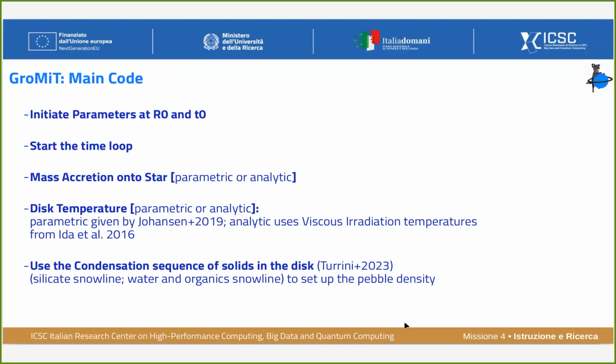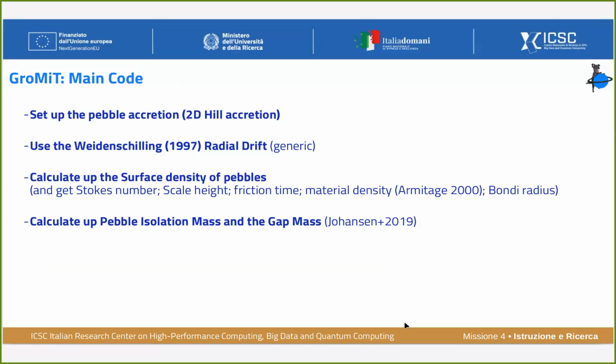And then the way it works is that, as in any simple code, you initiate your parameters, you start a time loop, and it goes through the mass accretion on the star and the disk temperature at that point. We use the condensation sequence of solids to set up the pebble density. That's from Turrini 2023. We set up the pebble accretion. We're using the generic radial drift from Weidenschilling 1977.